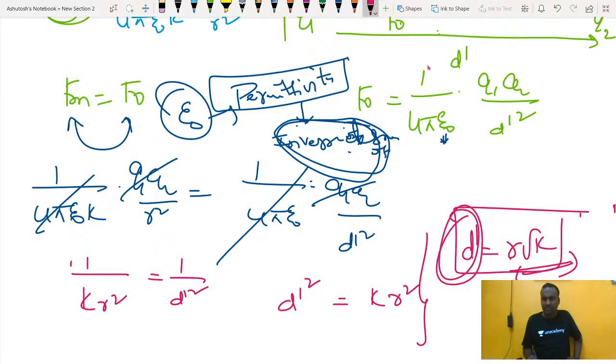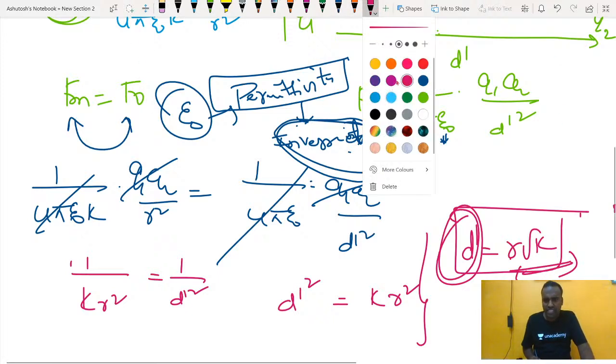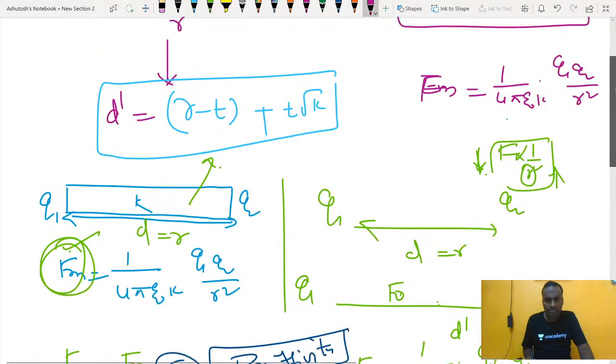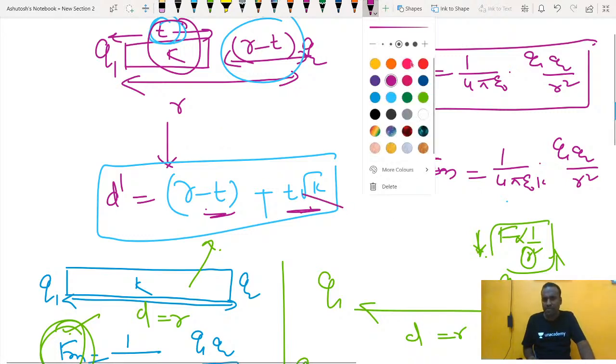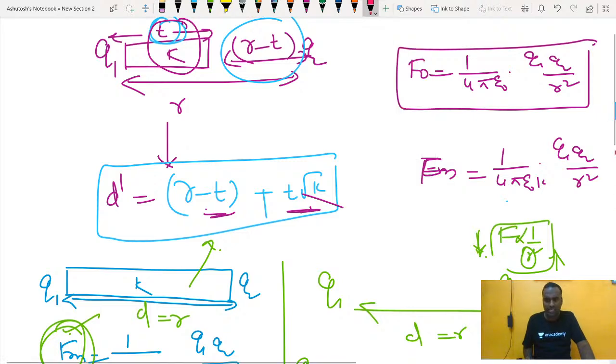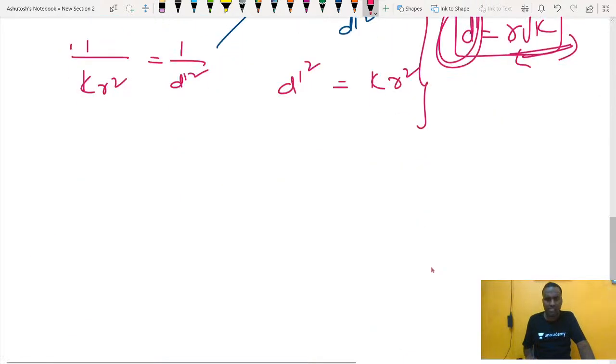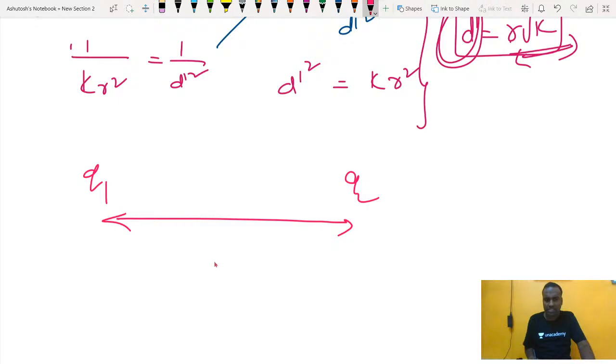So that's the reason I used previously directly d minus t plus t root k. You can see over here, students, t root k. So r minus t plus t root k. Suppose multiple slabs are there, students, then how do we analyze? Let us suppose q1 charge and then q2 charge. The separation between the two charges is d.